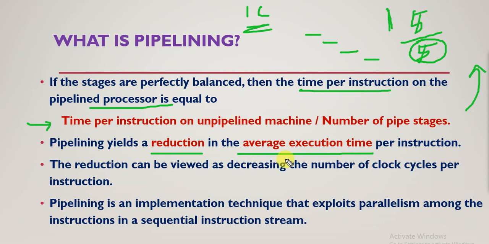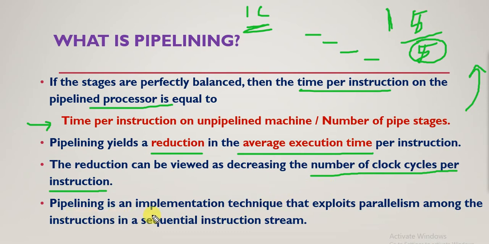Now we are reducing the average execution time per instruction. The reduction can be viewed as decreasing the number of clock cycles per instruction. So the number of clock cycles required for a particular instruction will be reduced if we use the pipelining concept, and accordingly we are decreasing the number of clock cycles per instruction. How it happens, we will see in the remaining portions.